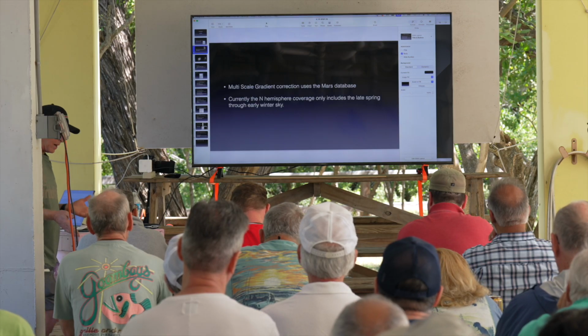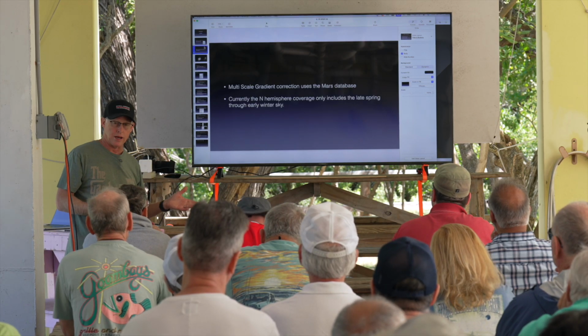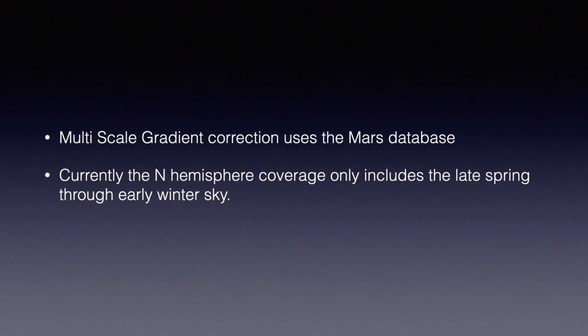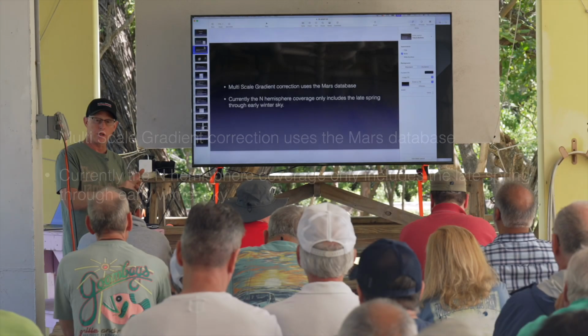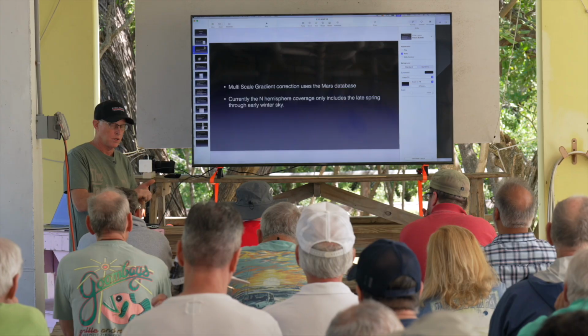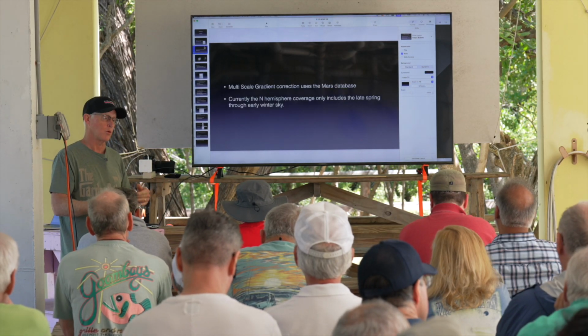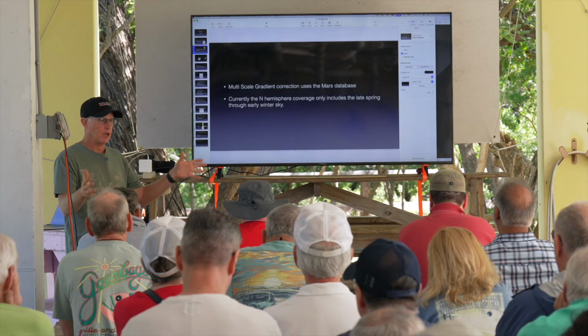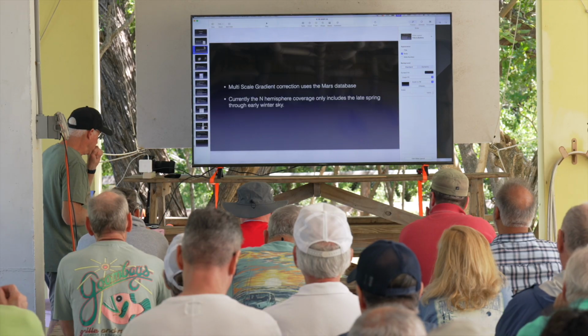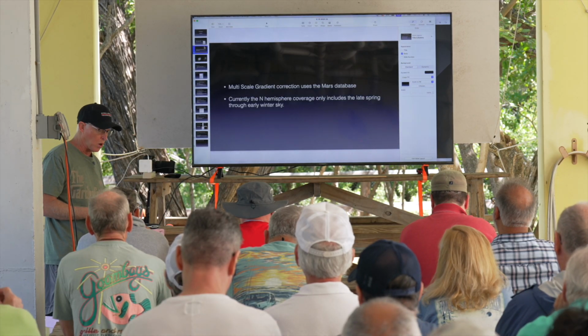All right, so multi-scale gradient correction uses this thing called the Mars database. This is a database where they have an observatory set up in southern Spain, and its whole goal is to shoot the entire northern hemisphere sky in wide field, right? They're going to shoot it in RGB, and in H alpha and O3. And maybe eventually they'll do it in the other popular narrowband, S2. But right now, it's not quite finished, but there are areas of the sky, generally the summer Milky Way, that are pretty well covered.